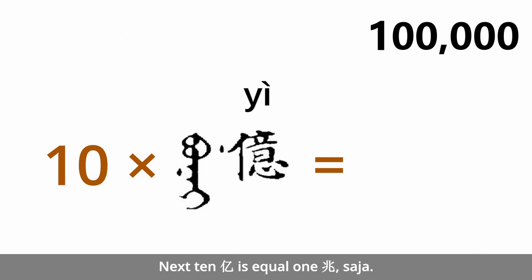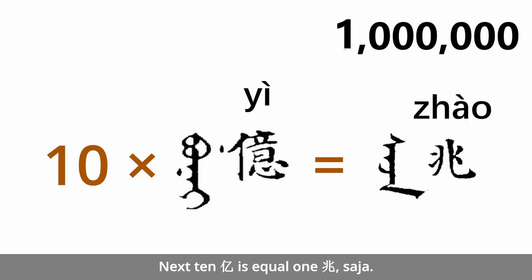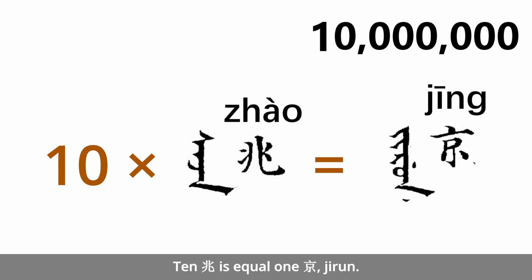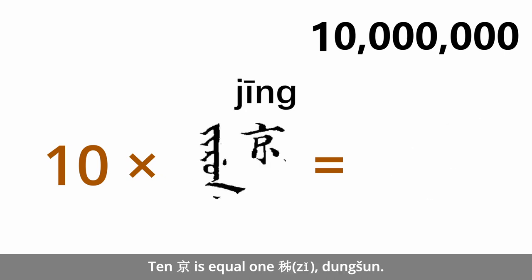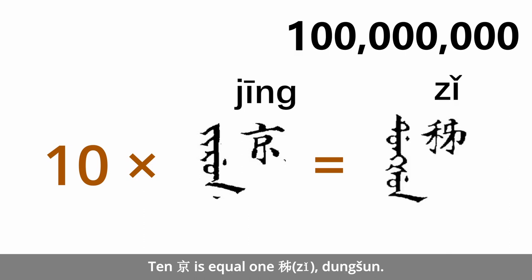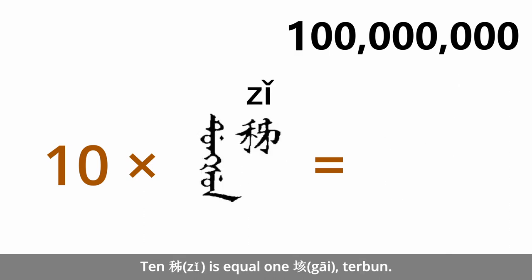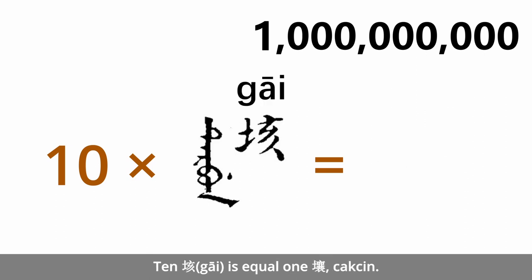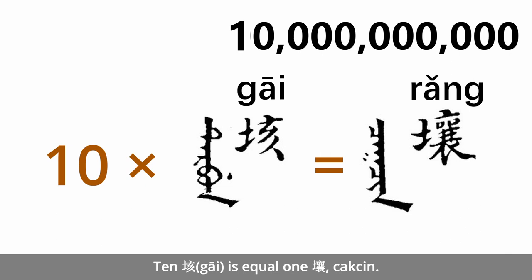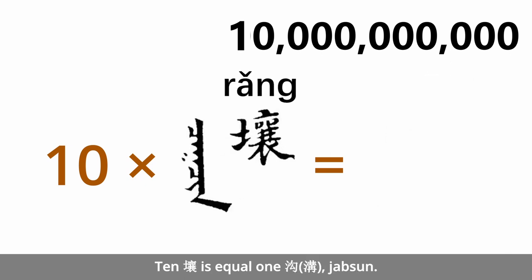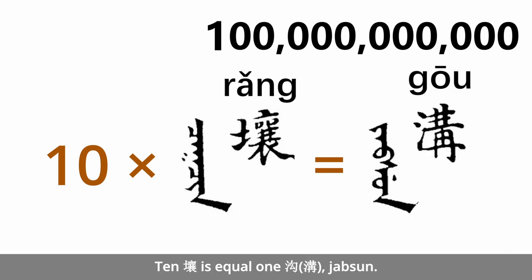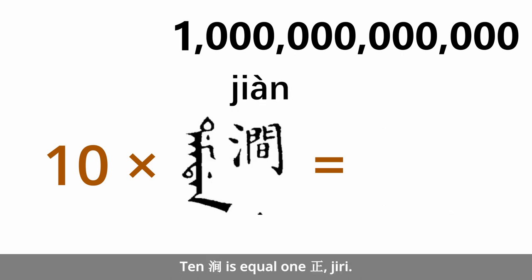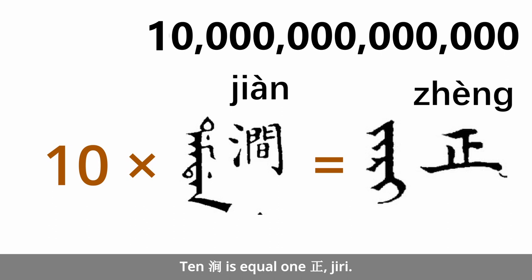Next, 10亿 is equal to 1兆, such 10兆 is equal to 1 jing jirun. 10 jing is equal to 1 zi dun shun. 10 zi is equal to 1 gai turbun. 10 gai is equal to 1 rang chak chin. 10 rang is equal to 1 go chap shun. 10 go is equal to 1 jian dam dan. 10 jian is equal to 1 zheng jiri.